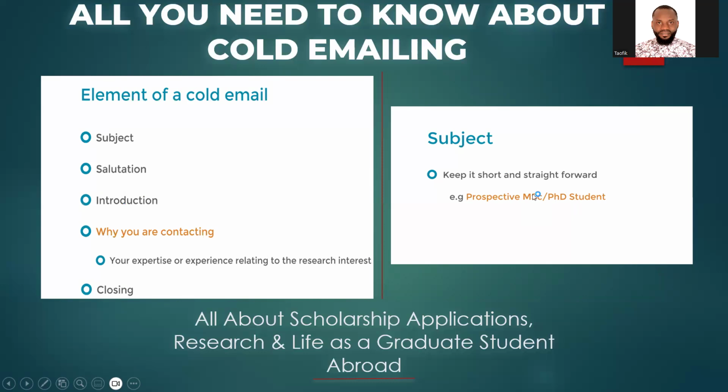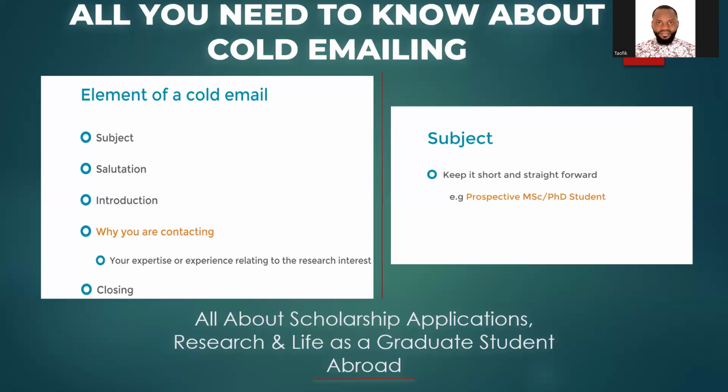If the position you're applying to was advertised, sometimes they can tell you that if you are sending an email for this advertised position, you should use a particular title. So go ahead and use that title. If not, use a title as simple as prospective MS student if you're applying for masters, or prospective PhD student if you're applying for PhD. There are no hard rules to this.